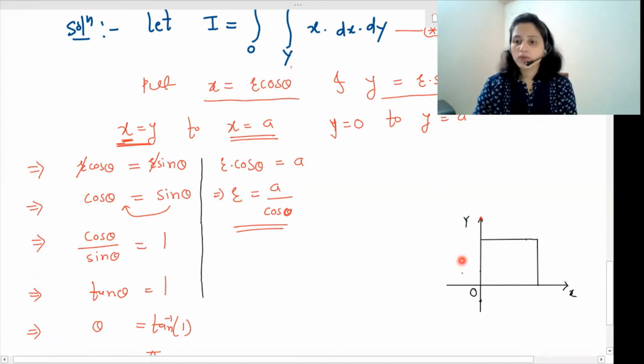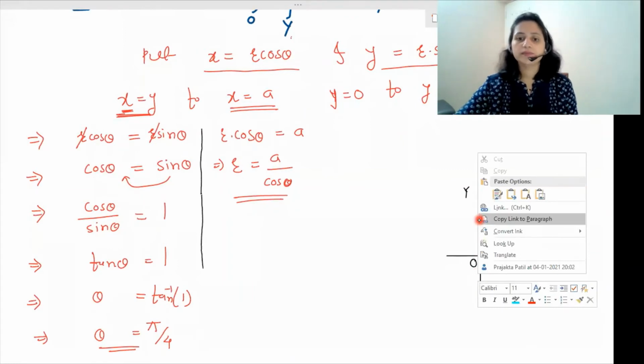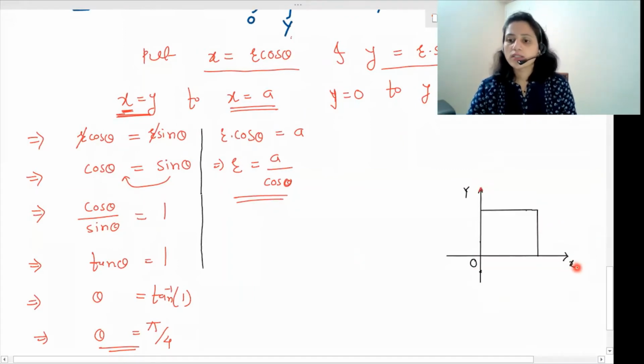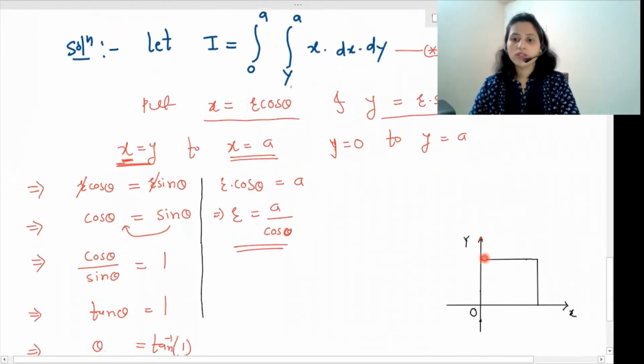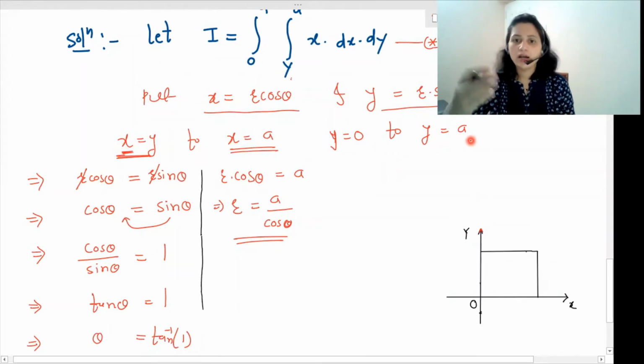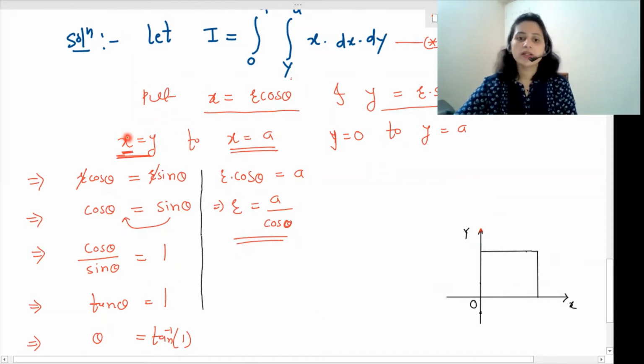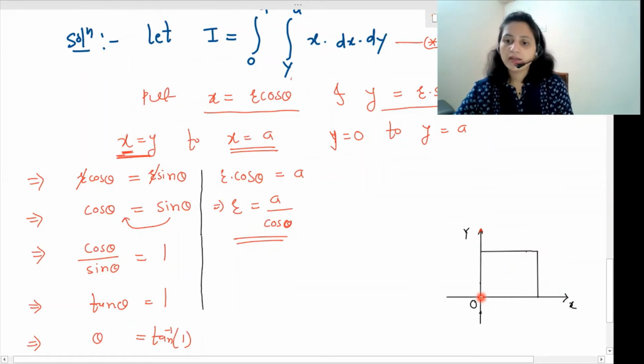For that, we have to plot here. This is the x-axis, this is the y-axis, and this is the origin. Now, what are the limits? The original limits are x equal to y, x equal to a, y equal to 0 and y equal to a. These are the given limits as per our example. So x equal to y is the first limit. x equal to y is nothing but the line which is passing through the origin. So this is x equal to y.